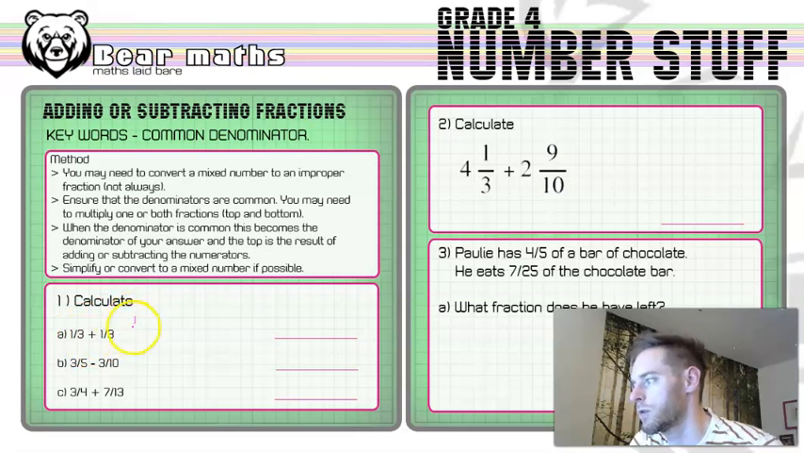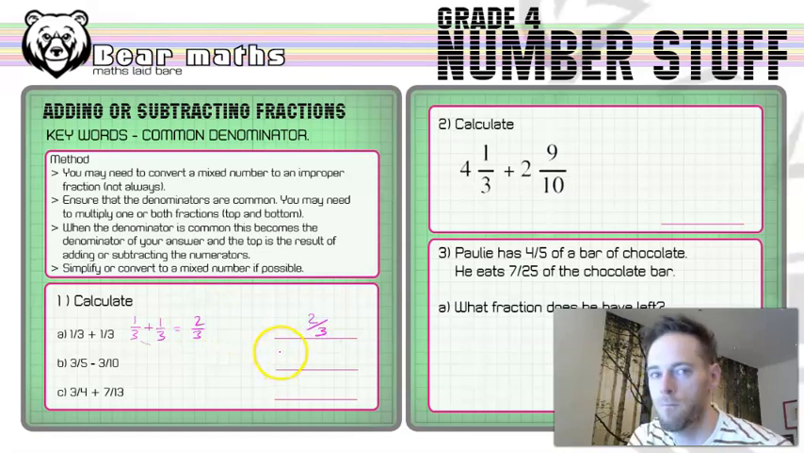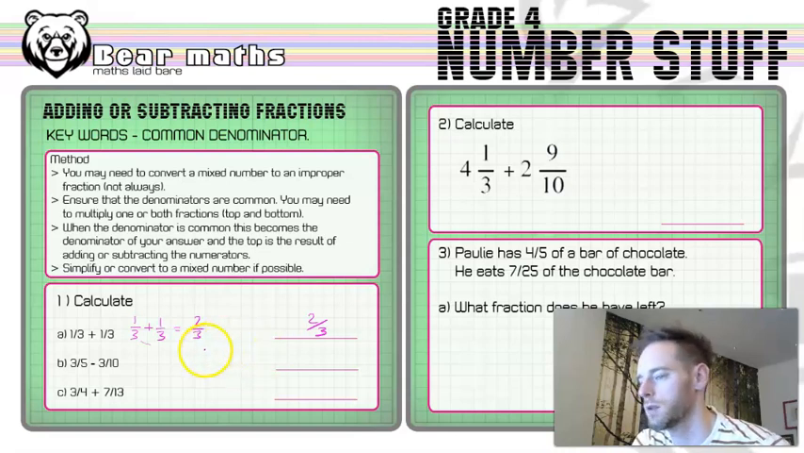In question 1, we're going to calculate 1/3 plus 1/3. This is the easiest of all the questions you could get in the world of adding or subtracting fractions. The bottom number stays the same. It stays as a 3. 1 plus 1 is 2. So the final answer there is 2/3. Everybody can do that, no problem at all. It's very simple. Just remember you don't add the bottom numbers or subtract them.